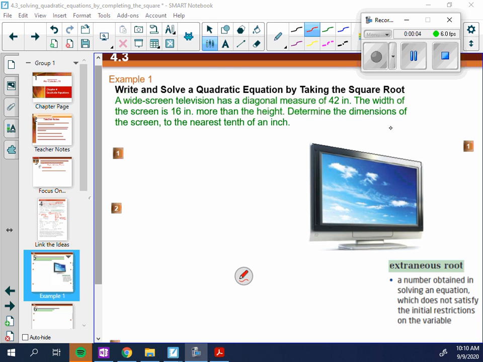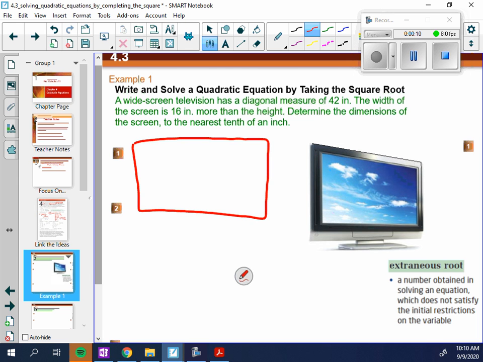A widescreen television has a diagonal measure of 42 inches. So here's my television. Okay, 42 inches goes this way.